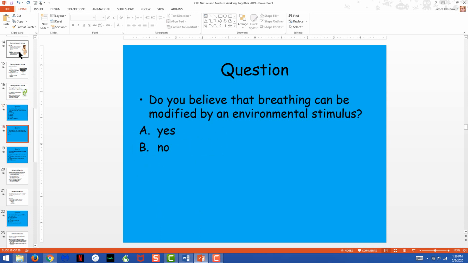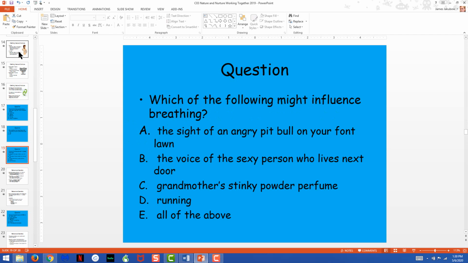Now, given that we're establishing breathing as being something that's much more weighted toward biology, do you believe that breathing can be modified by an environmental stimulus? And the answer there is definitely yes. There are things in the environment that could make you breathe differently, slower or faster. And in fact, let's take a look at what some of those things might actually be. So, which of the following might influence breathing?